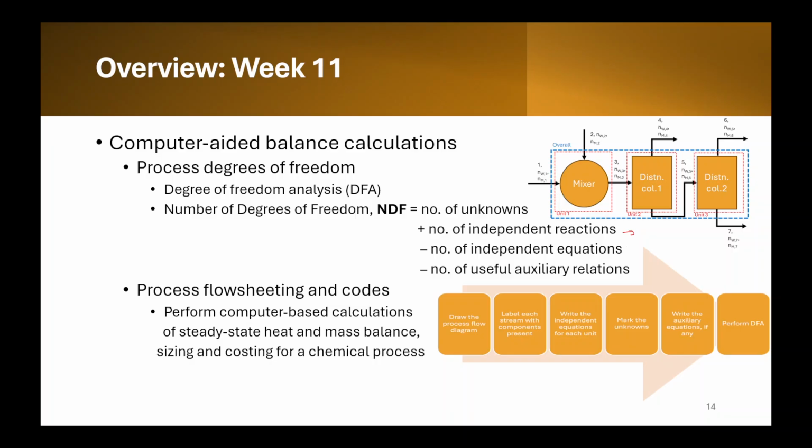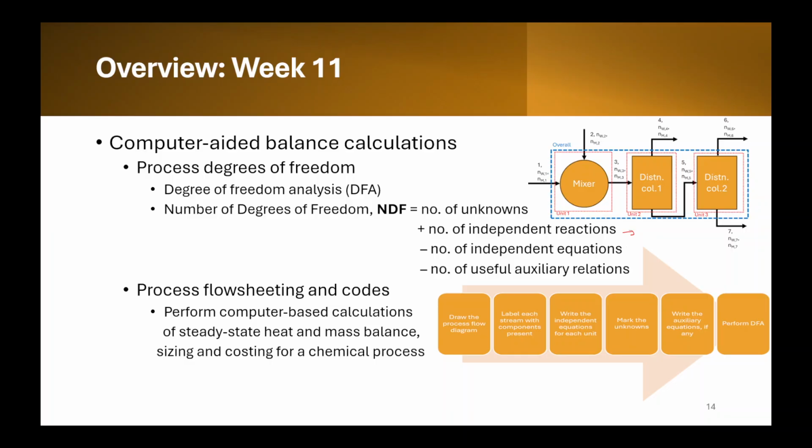We also looked at process flow sheeting and code. Process flow sheeting is to perform the computer-based calculations of steady-state heat and mass balance, sizing and costing for a chemical process. Basically, it reduces our effort. You are doing computer-based calculation, so it reduces your effort, and it can be done in a number of processes, which involves solving linear or non-linear equations.